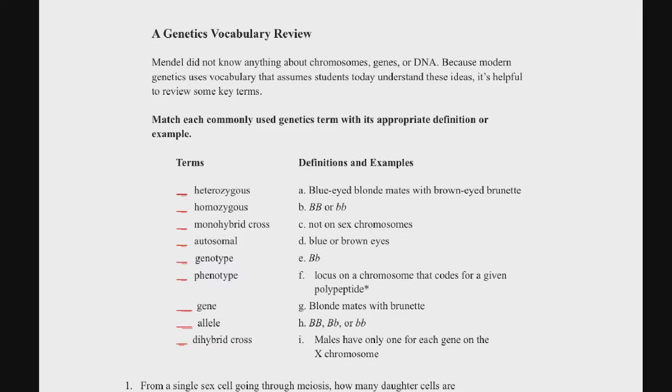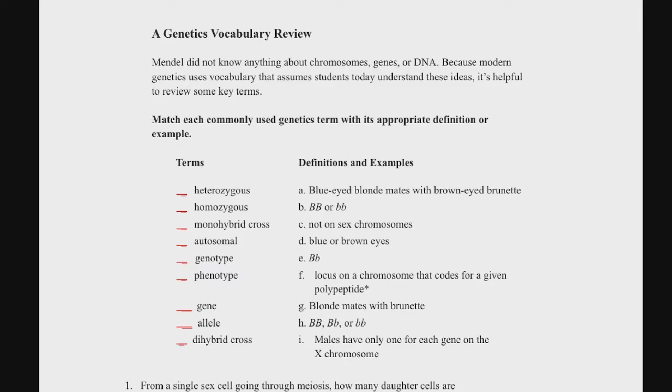Alright, so this is a genetics vocabulary review, and down here we have some terms and definitions, and we are to match up what goes with what. So first, we have heterozygous, and just remember going through this that this can be an example or a definition, so it doesn't have to be exclusively both.